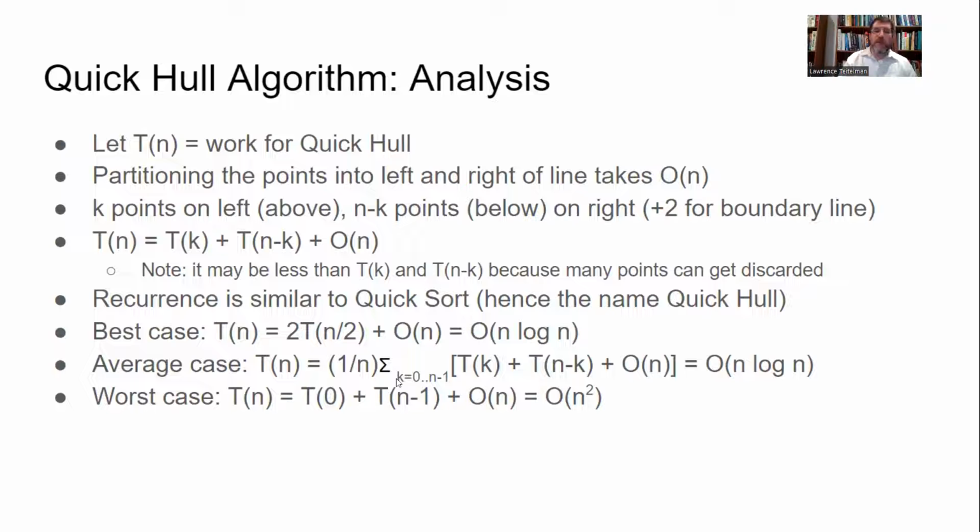Then we get to the average case. So remember how the average case works. You add up all the situations and you divide by the number of cases. So we iterate over k, where k is the number of elements on one side. And that k could be anywhere from 0 on one side to n minus 1 on one side, and the balance on the other.